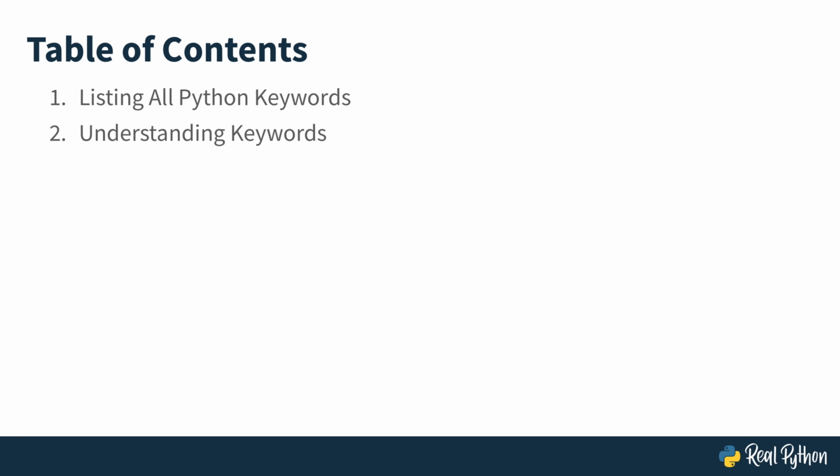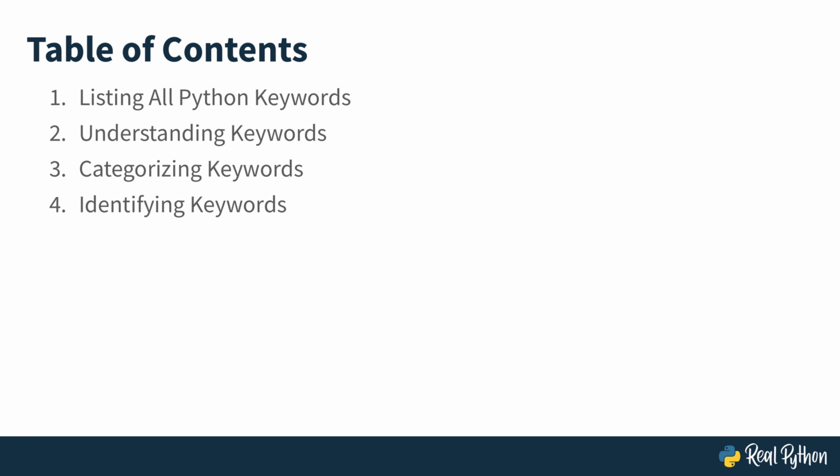While you heat up your popcorn, let me tell you about the lessons of this course. In the first lesson, I will show you how to list all Python keywords. In lesson number 2, I will explain what keywords actually are, what you can do with them, and what you can't do with them. In lesson number 3, you will categorize the keywords. In lesson number 4, I will show you how you can programmatically identify keywords in your code. And last but not least, we'll talk a little bit about deprecated keywords.